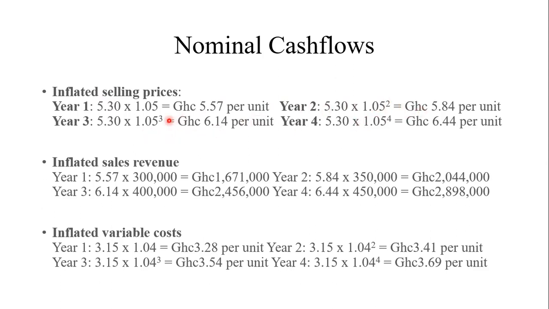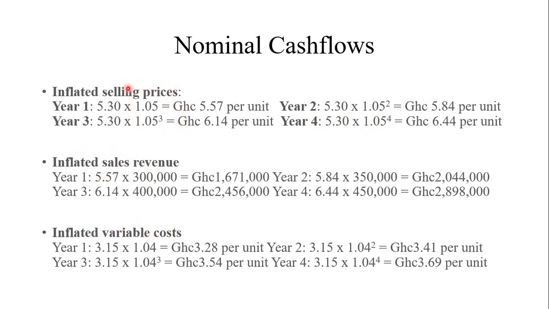For year 3, it's going to be what? Times 1.05 to the power 3. Or you pick that of year 2 and you simply multiply it by 1.05. And that gives you 6.14. For year 4, you multiply by 1.05, it will give you 6.44. Or you pick the original 5.30, you multiply by 1.05 to the power 4, because this is for year 4. So we apply the same principle for variable cost.